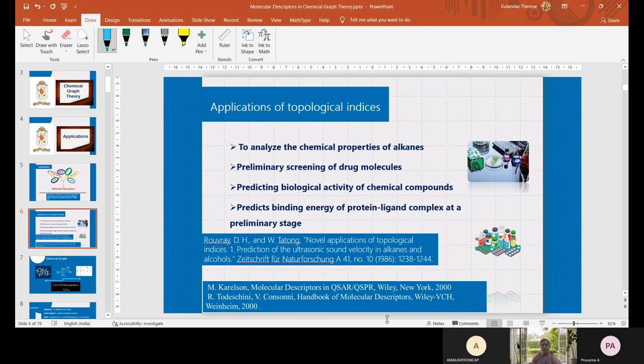What are the applications of topological indices? Topological indices is nothing but molecular descriptors. This is used to analyze the chemical properties of alkanes, preliminary screening of drug molecules, and it predicts biological activity of chemical compounds. It also predicts binding energy of protein ligand complex at a preliminary stage.